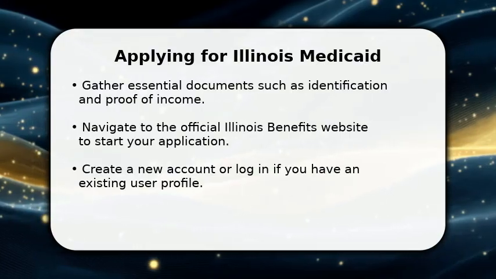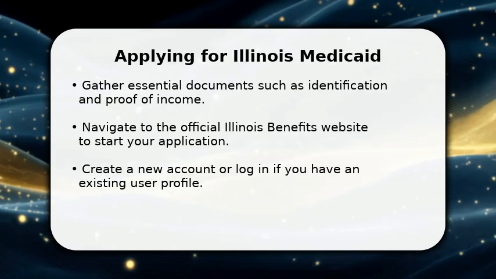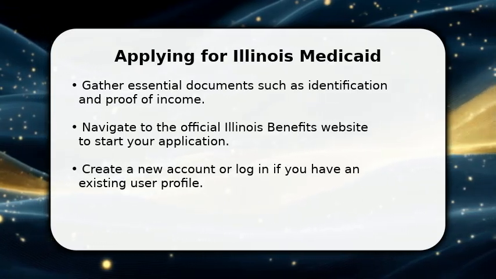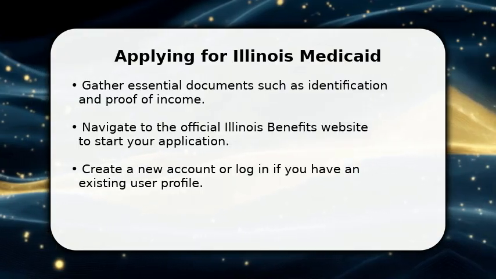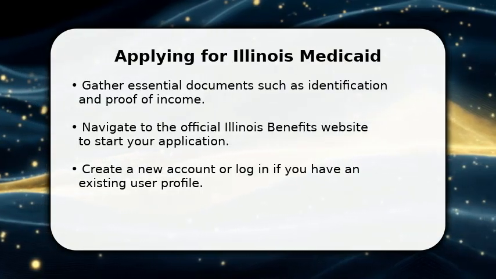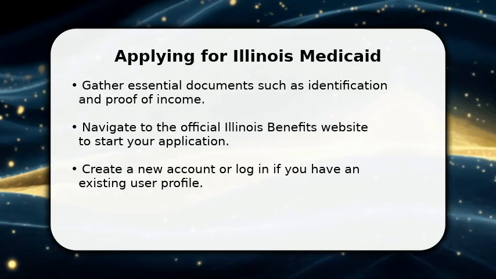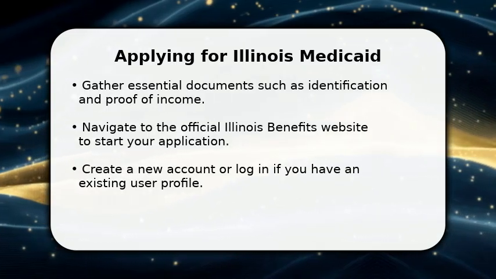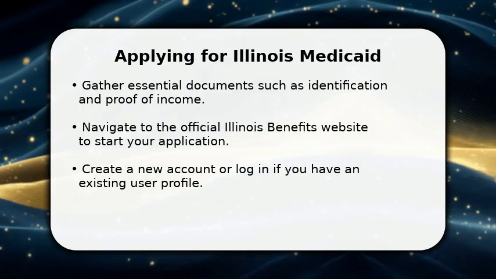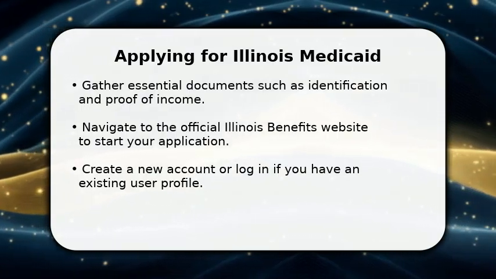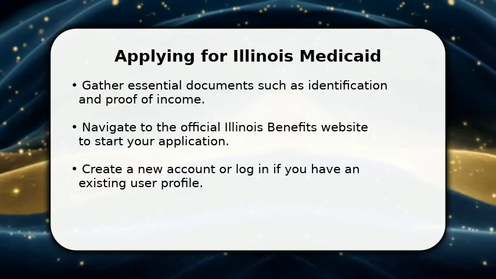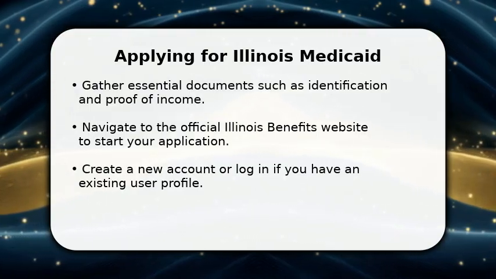In this video, I will explain how to apply for Medicaid online in Illinois. First, ensure you have all necessary documents ready, including identification, proof of residency, and income statements. Next, visit the official Illinois Benefits website. You will need to create a new account or log in if you are a returning user to access the application portal. This initial preparation saves significant time.